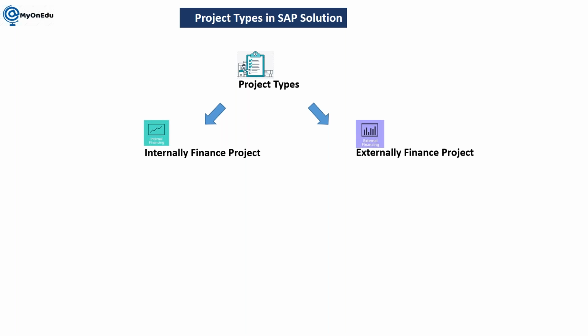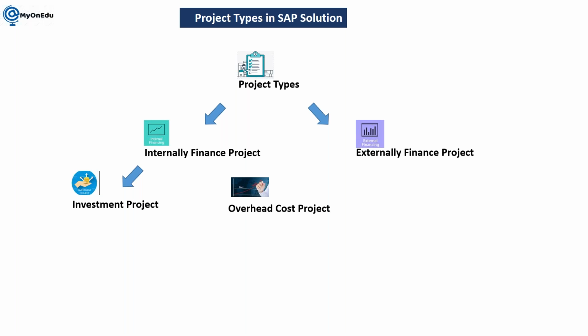In internally financed project, we have the investment project. Like I said, the example of construction of an office, or individually, if you want to construct a house for yourself, you need to finance it, you need to put in the amount, and only then will it be constructed. So this is your investment. Another is an overhead project or cost project.